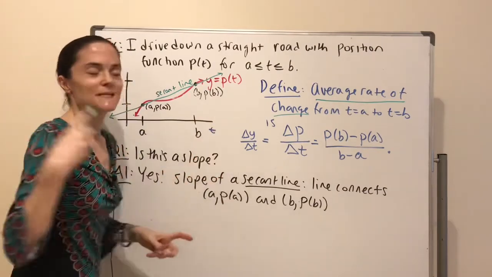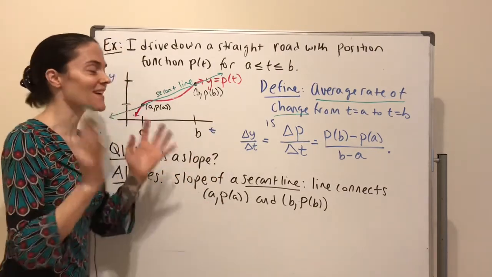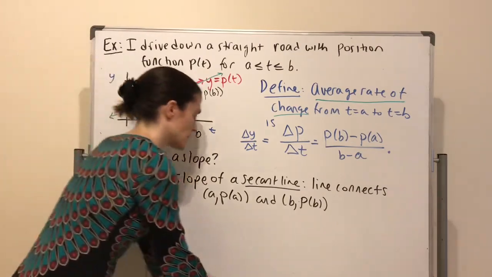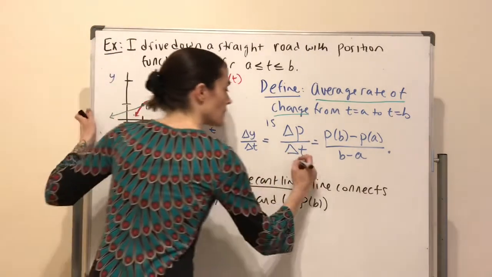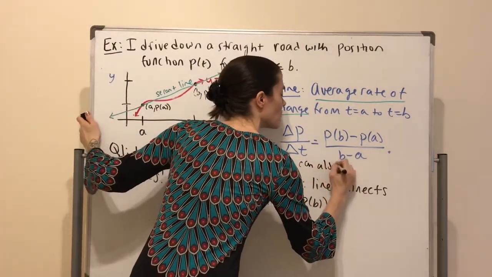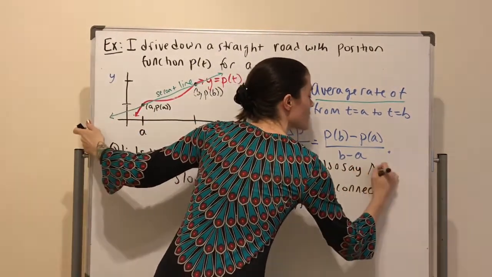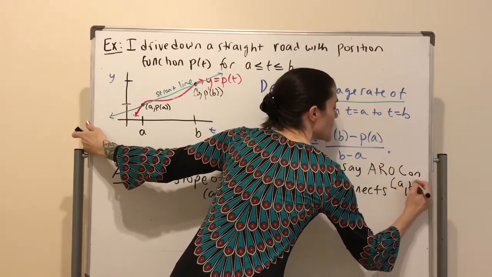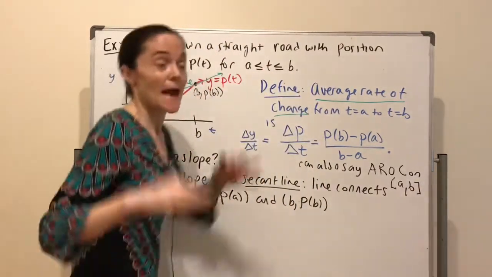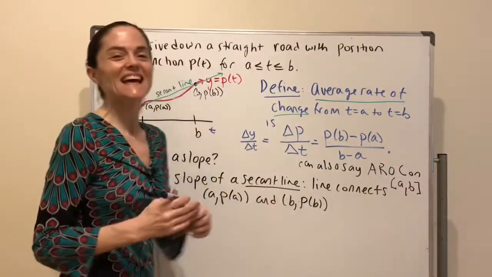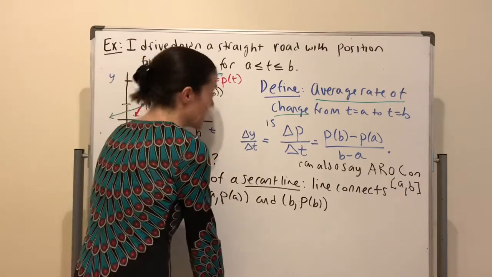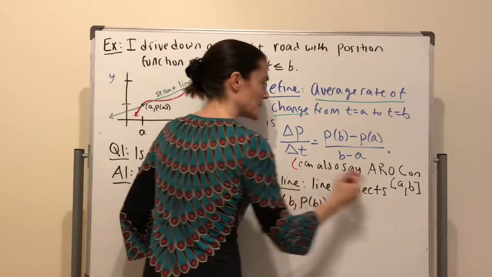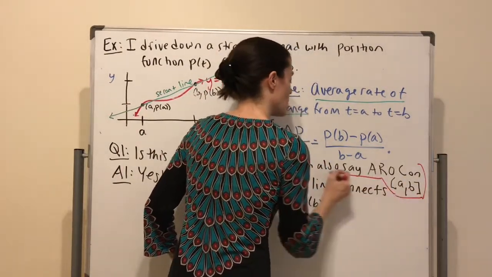So here I wrote from t equals A to t equals B. You could also say on the interval A to B, like this. You can also say average rate of change on A to B, on the interval. And this capital A, capital R, capital O, capital C, you will see this in the textbook for average rate of change, okay? So I will put this part in parentheses, like that.